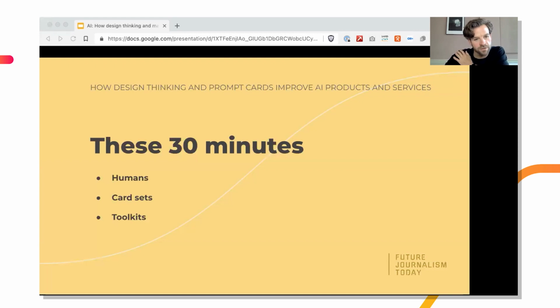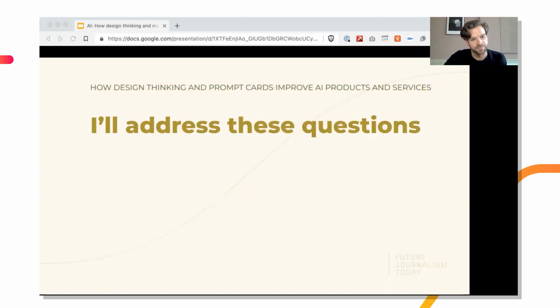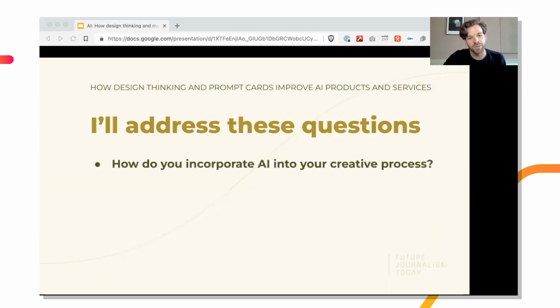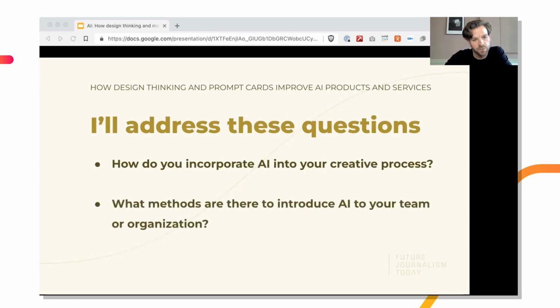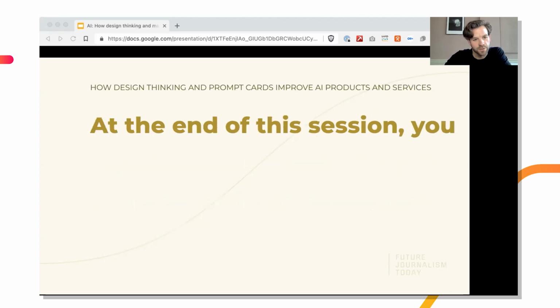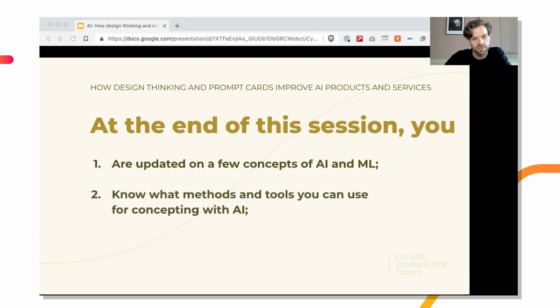Now, I think we have just a few minutes left. It says these 30, but we will get to the core of this presentation right now. So I'll address these questions. How do you incorporate AI into your creative process? And what methods are there to introduce AI to your team or organization? Now, at the end of the session, you are updated on a few concepts. And I hope you know what methods and tools you can use.